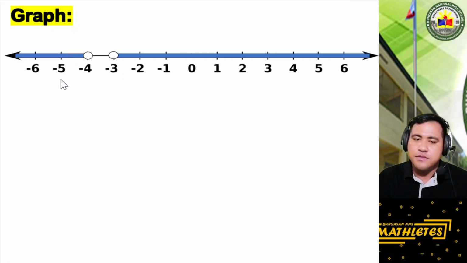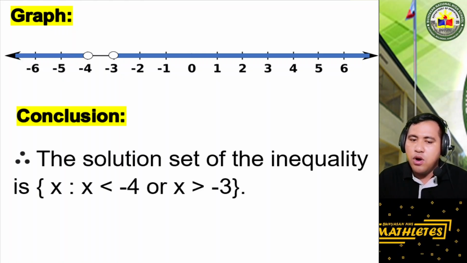Okay. We can draw our conclusion now. Therefore, the solution set of the inequality is the set of x such that x is less than -4 or x is greater than -3.